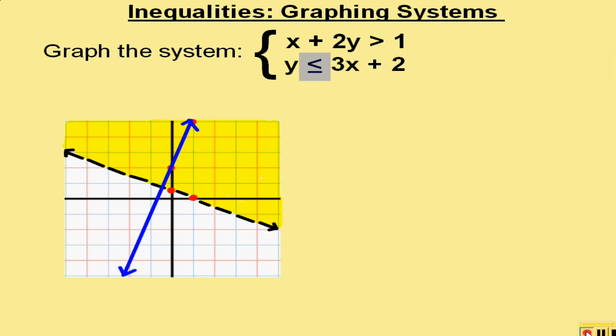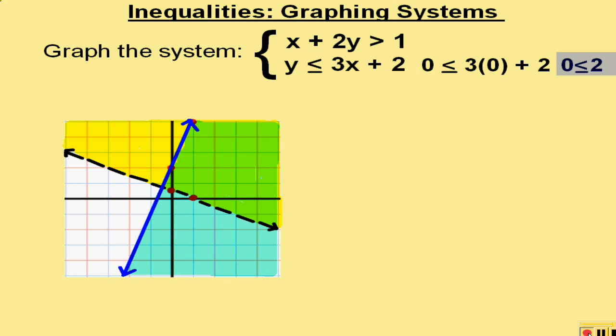Again, we check the point (0, 0) and see if it works in this inequality. After plugging in 0 for x and 0 for y, we evaluate the expression and get 0 is less than or equal to 2, which is a true statement. Since it is a true statement, (0, 0) did work in the inequality, and we will now shade the side that (0, 0) is on.